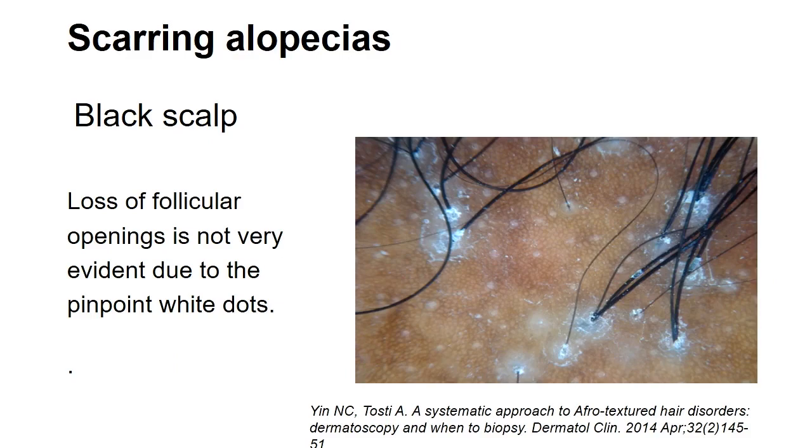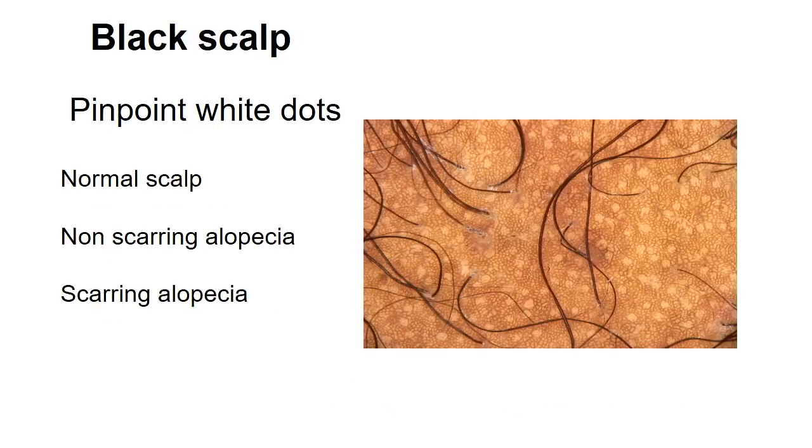And the black scalp, you already heard, there is a difficulty in assessing loss of follicular openings. Why? Because the black scalp has these pinpoint white dots, you see those there, that you see in a normal scalp, you see in scarring alopecia, and you see in non-scarring alopecia. Why do they have these pinpoint white dots? Because these dots correspond to both follicular openings and sweat gland openings.